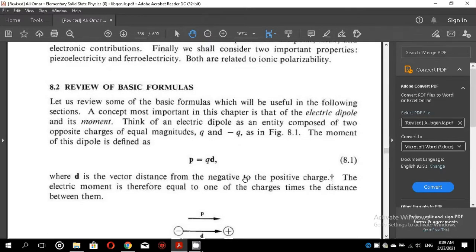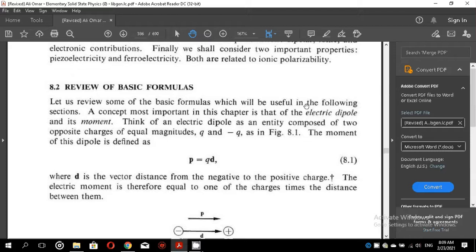Okay, now a review of basic formulas. These are the basic formulas in which we will introduce various types of fields. Let us review some of the basic formulas which will be useful in the following sections. A concept most important in this chapter is the electric dipole and its moment.